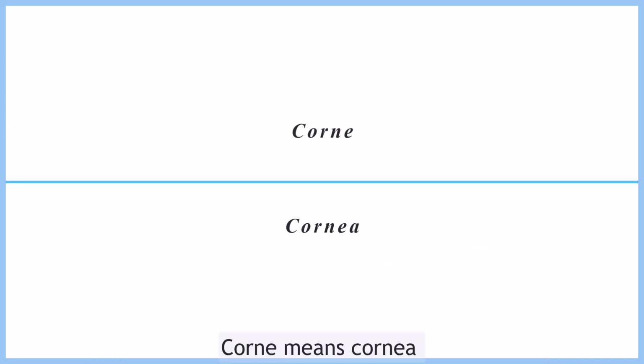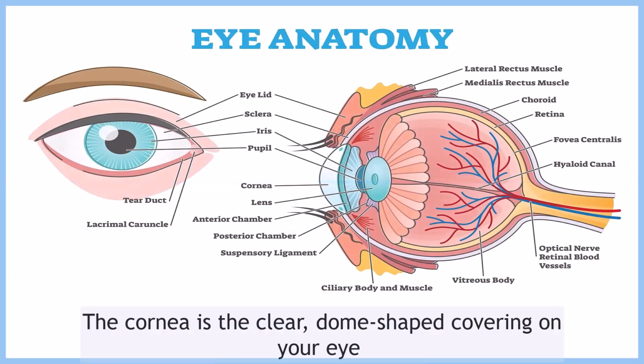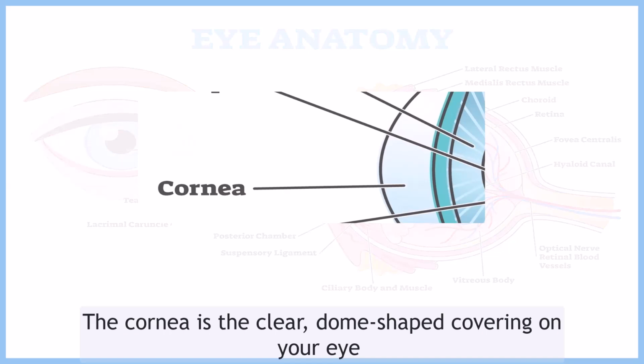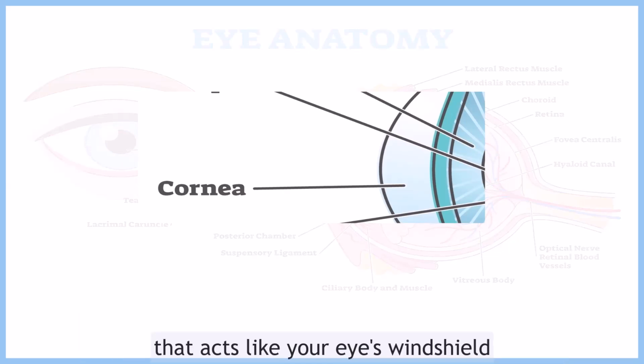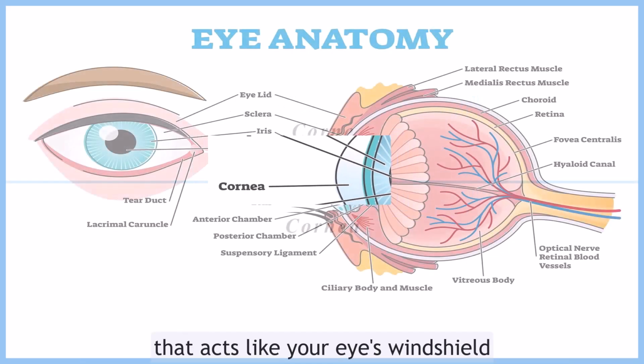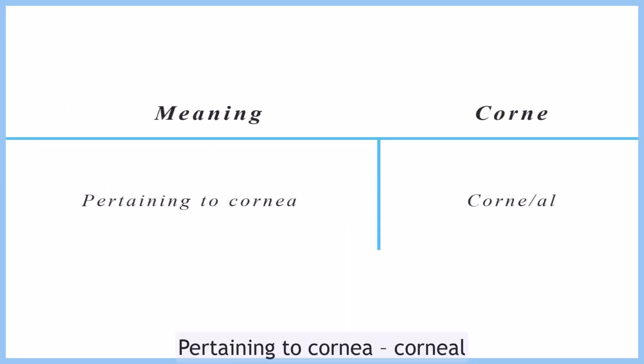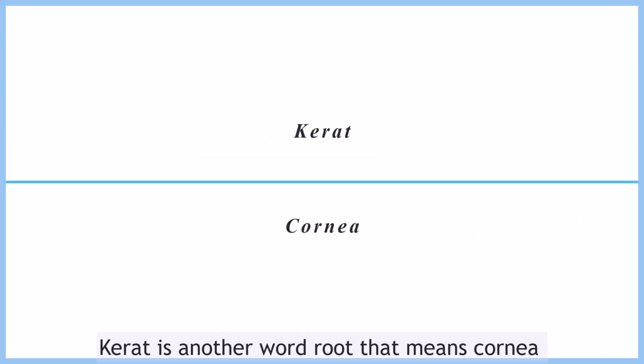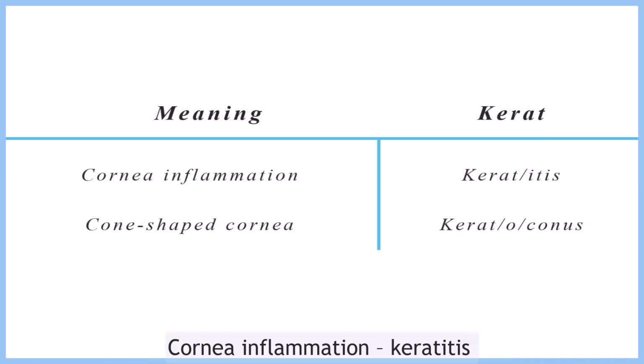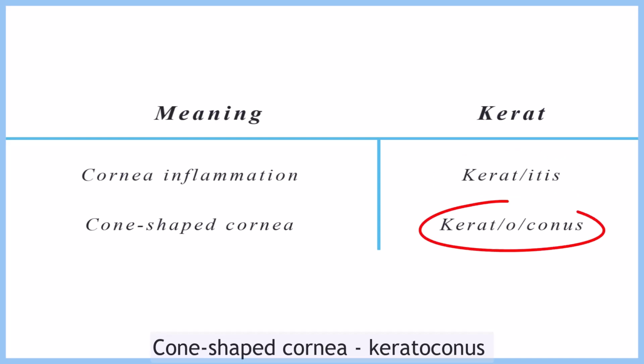Cornea means cornea. The cornea is the clear, dome-shaped covering on your eye that acts like your eye's windshield. Pertaining to cornea, corneal. Kerate. Kerate is another word root that means cornea. Cornea inflammation, keratitis. Cone-shaped cornea, keratoconus.